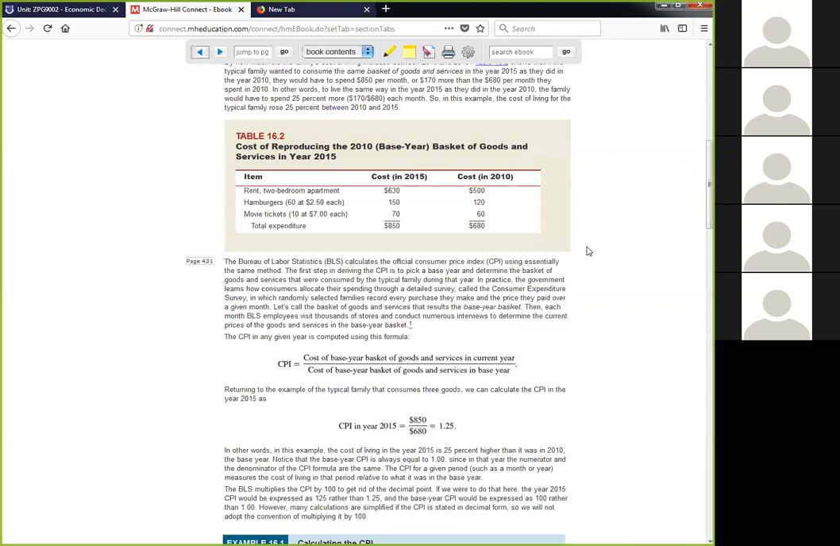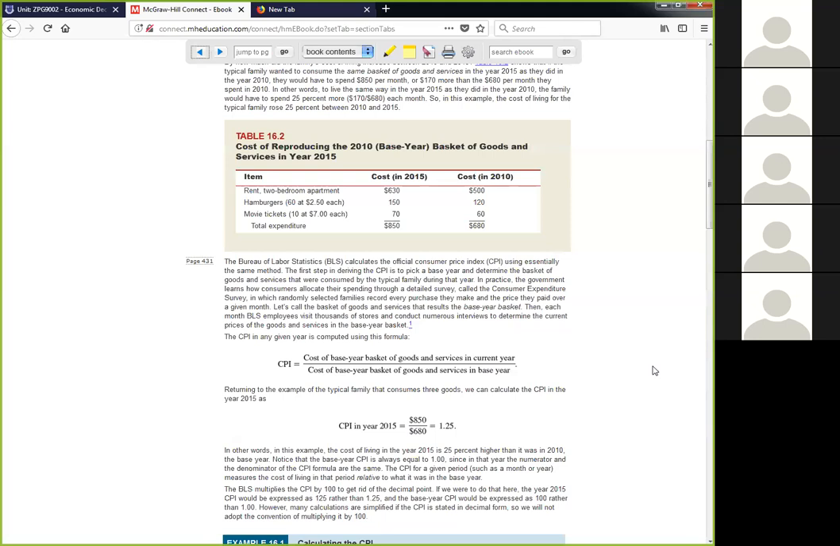In our example, the cost in 2015 was $850. The cost in 2010 was $680. So it gives us a 1.25. A 1.25 means there was a 25% increase since the base year. That's why you always take the latest year divided by the base year, and then you get the index.